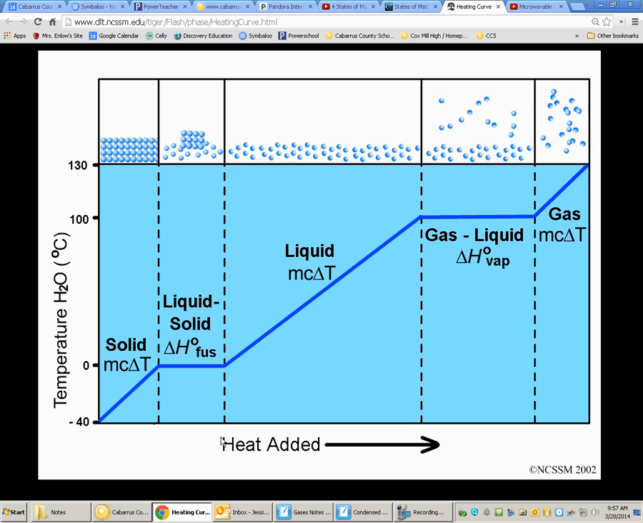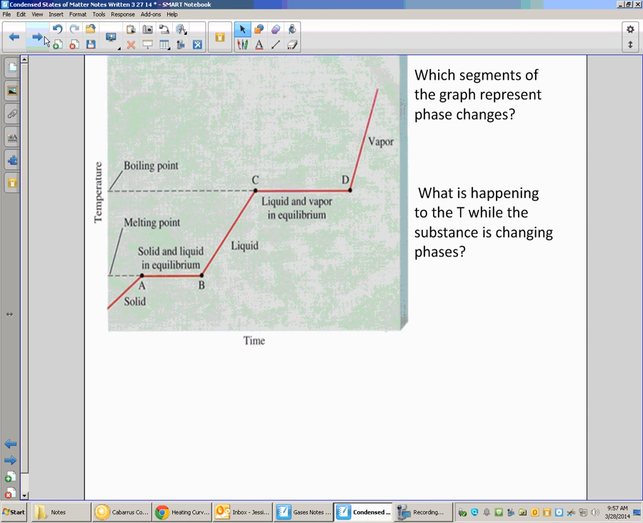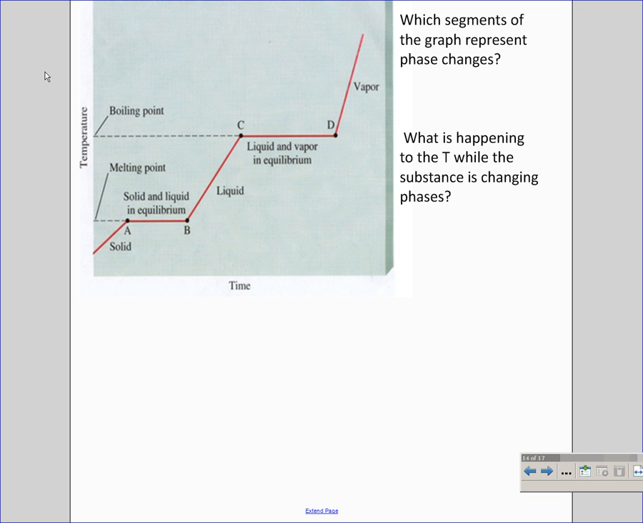All right, what do you notice about the temperature during phase change? Temperature remains constant, yes, during phase change. That is one of the most important points that people don't get. Which segment of the graph represents the phase changes on this graph? Which ones are they? So the line AB and line CD.